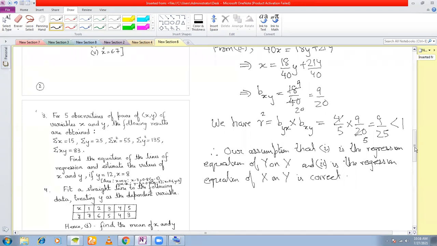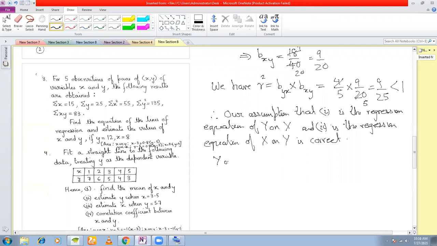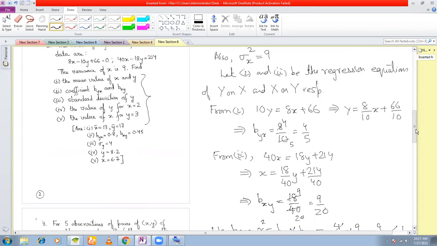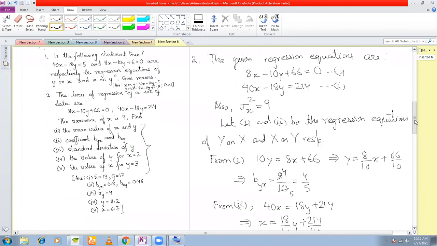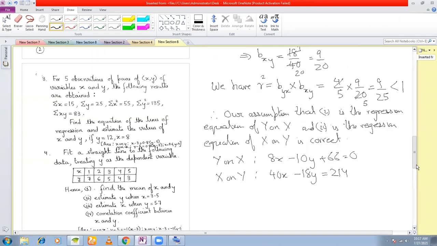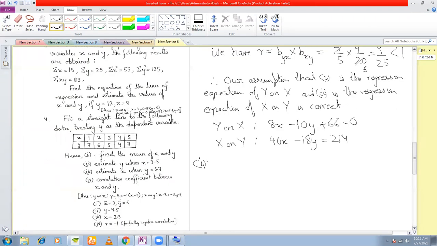Let's write down the equations. The y on x equation is 8x minus 10y plus 66 is equal to 0. And the x on y equation is 40x minus 18y is equal to 214. Okay. So we have got the regression equations. Now we shall see what questions we need to answer. The first question here is the mean of x and y. Remember, the mean of x and y is obtained by solving the regression equations simultaneously.